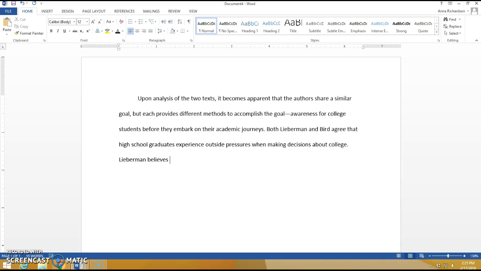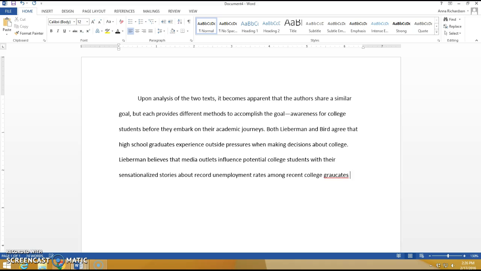Lieberman believes that media outlets influence potential college students with their sensationalized stories about record unemployment rates among recent college graduates. I'm going to provide a citation there. And Bird asserts that adults, parents, employers, high school counselors push, shove, and cajole youngsters to, quote, get an education. And that is on page 218.